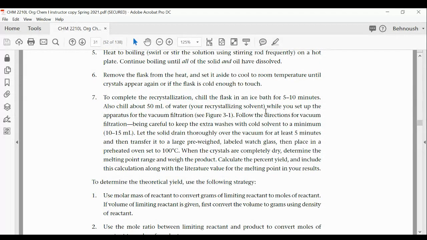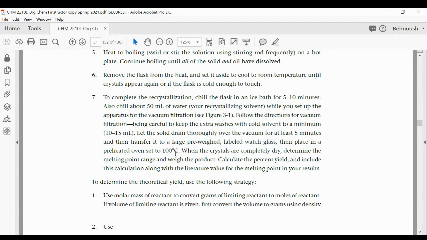Here, it should say that you are going to dry your sample, okay, after the filtration. It says pre-weighed labeled watch glass, okay, pre-weighed labeled watch glass. What does it mean? It means that you are going to label a watch glass and weigh it. So these are the numbers that you're going to record.